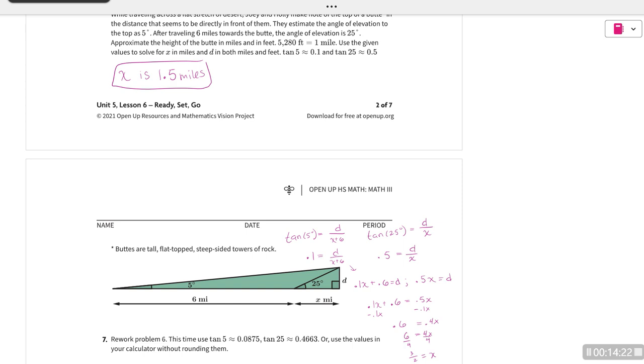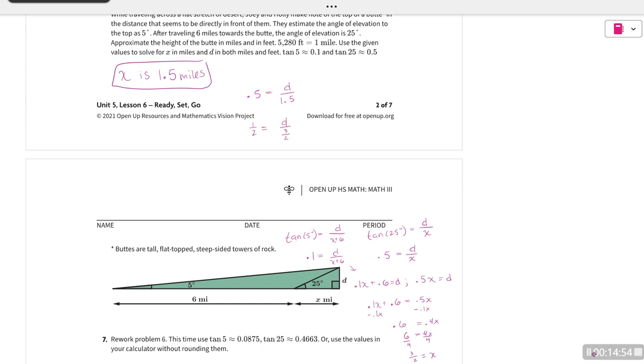Now let's go ahead and find d. Well, now that we know x, we can use either equation. I'm going to use this 0.5 equals d over 1.5 to find my d value. Now I'm actually going to turn these to fractions. I just think that's a little bit easier to look at. So 1/2 equals d over 3 halves.